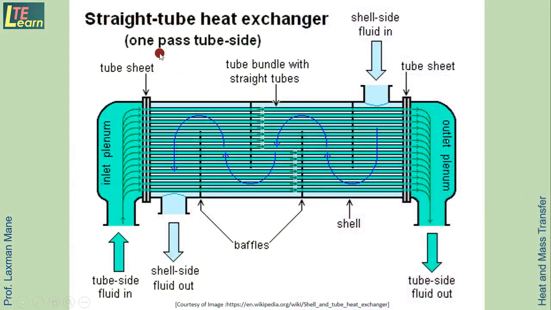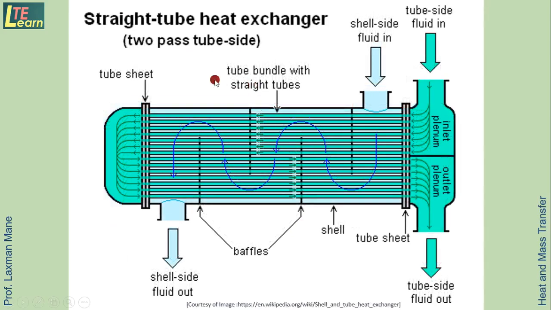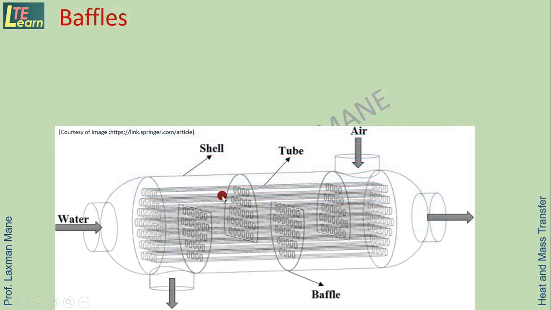Here this is a one pass tube side, because here you see inside all these tubes are having arrows in the same direction. This is a two pass tube side. Here the upper tubes are moving in the left direction, and in the lower tubes the fluid is moving in the right direction. So this is a two pass tube side heat exchanger.